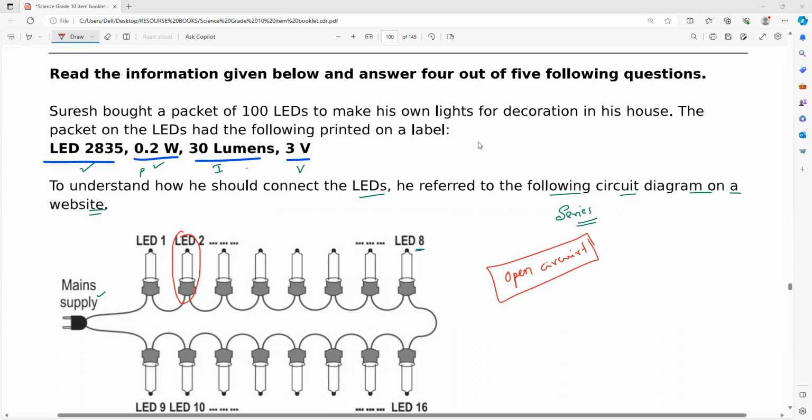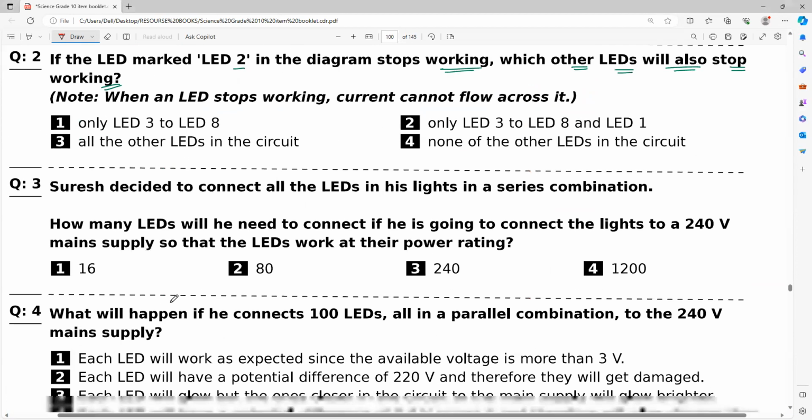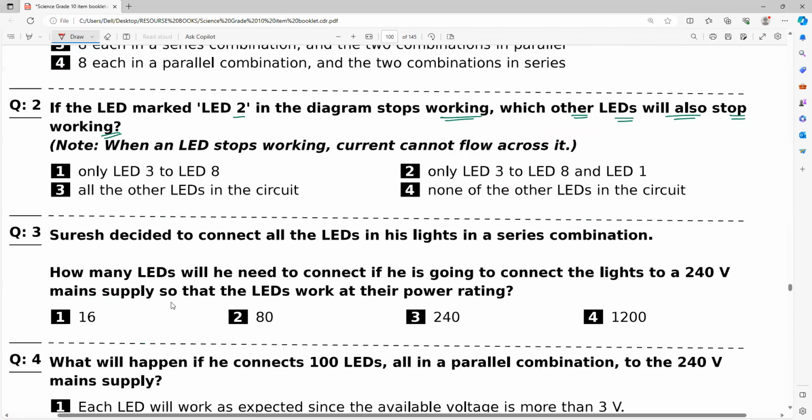That is the reason, if you choose LEDs in series and one bulb is damaged, then automatically all the other LEDs, before as well as after it, will be shut down. So what is the answer? All the other LEDs in the circuit will not function. Why? When an LED stops working, current cannot flow across it. So they are in series connection.